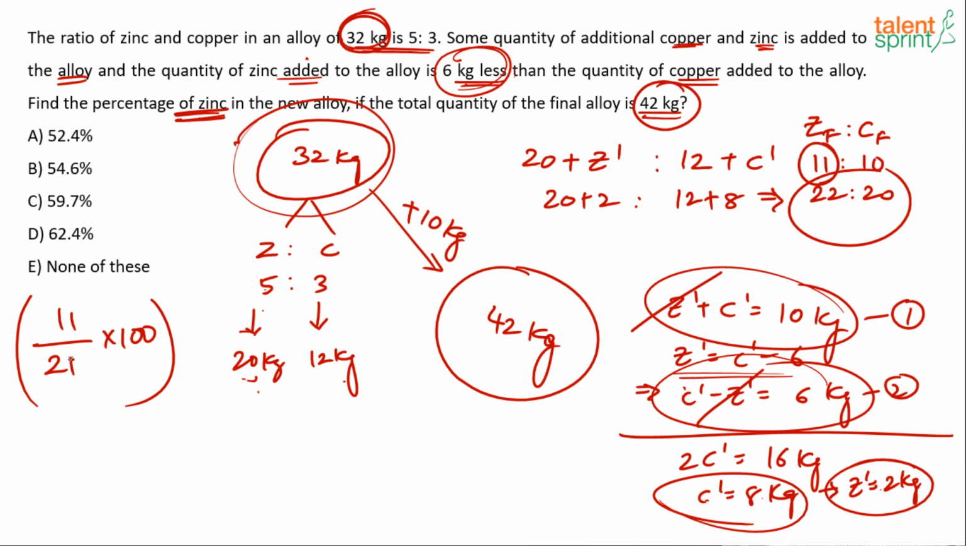Now this obviously will be slightly more than 50%. 10.5 by 21 would be exactly 50%. This is more than that. So more than 50, I think C and D get eliminated. If I have to do a more precise calculation, it should be 0.5 by 21, which is another 2%. So 52.4, option A would be the answer.